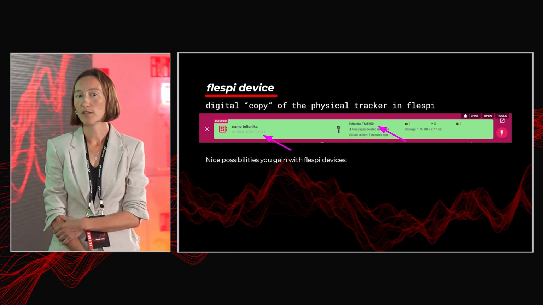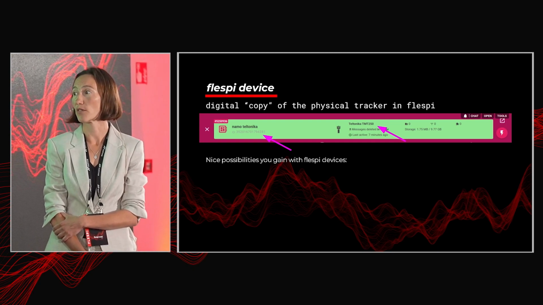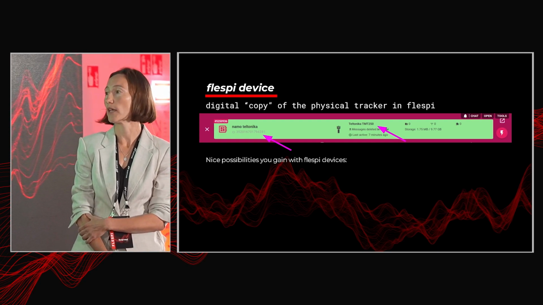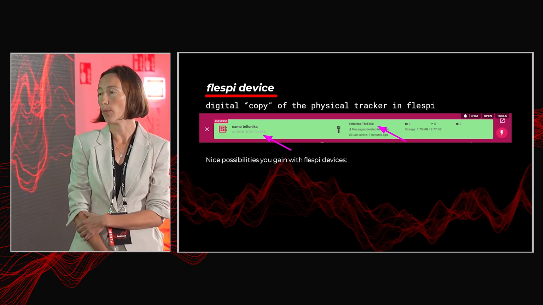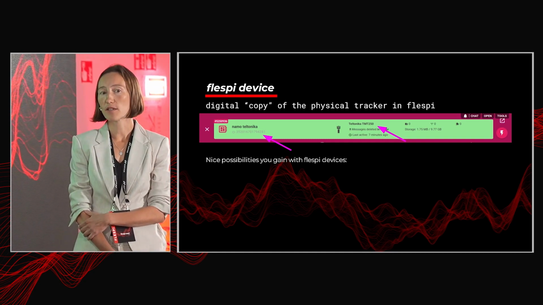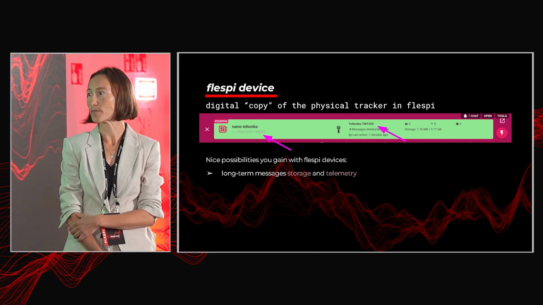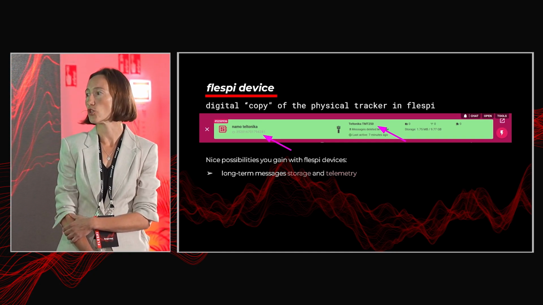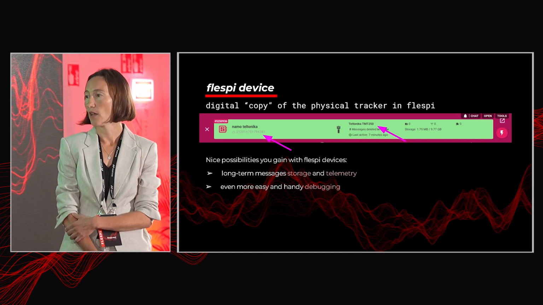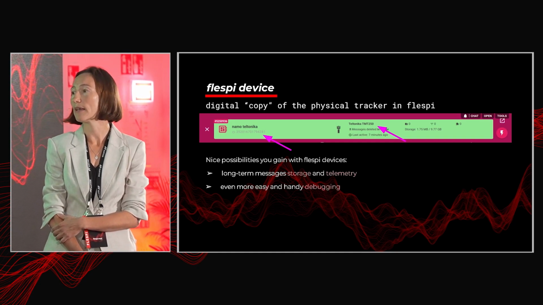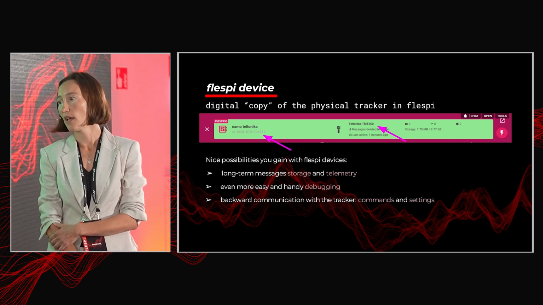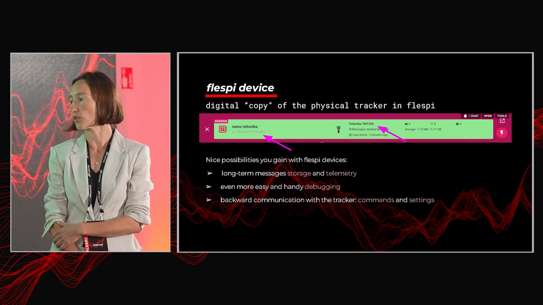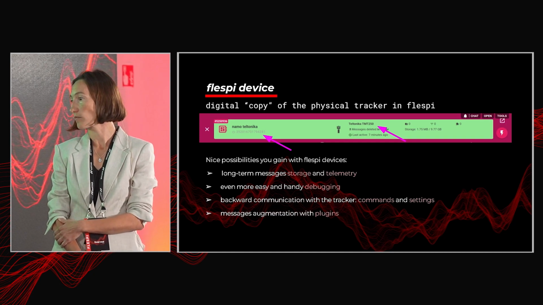So you may ask, why do I need to create devices in flespi? Because channel has already parsed the telematics data, and I may consume them via channel API. But with devices, you receive a series of nice features. Devices provide dedicated long-term messages storage and telemetry. With devices, debugging is even more easy and handy. Devices provide you with the possibility of backward communication to the tracker, commands and settings.